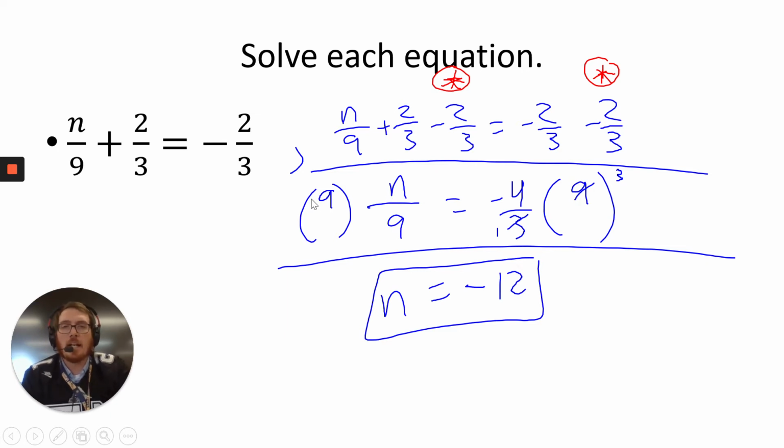To get rid of divide by 9, I'm going to multiply by 9. And notice I can write that next to it kind of in parentheses. That would work as well. And it cancels out with the 3. And I get an answer of n equals negative 12.